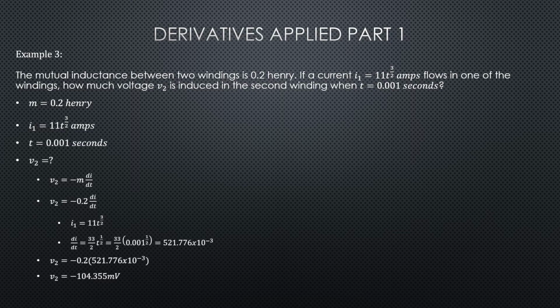So we know that the M, the mutual inductance, is 0.2 henries. Put that in the formula. Now we need to take the derivative di/dt of the formula given, and then multiply that by the negative 0.2 henries, and we get an induced voltage V2 of negative 104.355 millivolts.